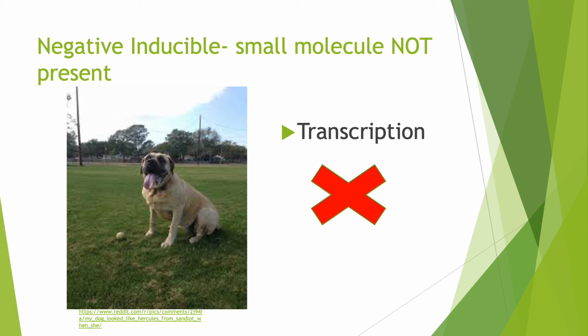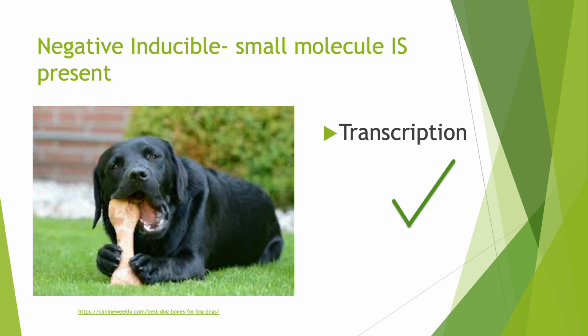When there is not a dog bone present, the dog blocks you from getting to the ball. In essence, transcription does not occur because the regulatory protein represses the RNA polymerase from moving forward. However, when a dog bone is present, the dog has a higher affinity for the bone than blocking your path to your ball, meaning you can freely walk and retrieve your ball. In other terms, the small molecule induces transcription by binding with the regulatory protein, thus enabling the RNA polymerase to move down the DNA and allowing transcription to occur.